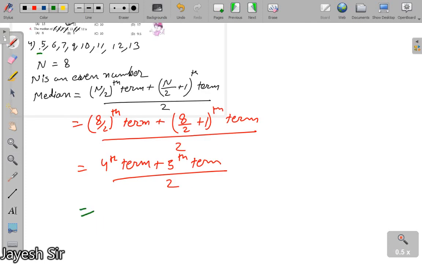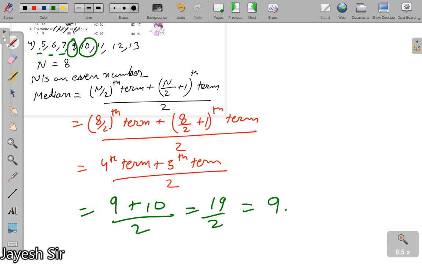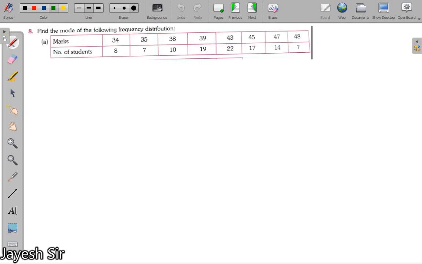Here the 4th term is 9, counting 1, 2, 3, 4, and the fifth term is 10. 9 plus 10 upon 2, that is 19 upon 2, which is 9.5. So the median for question number 4 is 9.5, that is option D. Now I've told you both types of solution to find the median. You can use the solution I taught today, or the one I taught yesterday. It wouldn't matter, both are equally correct.